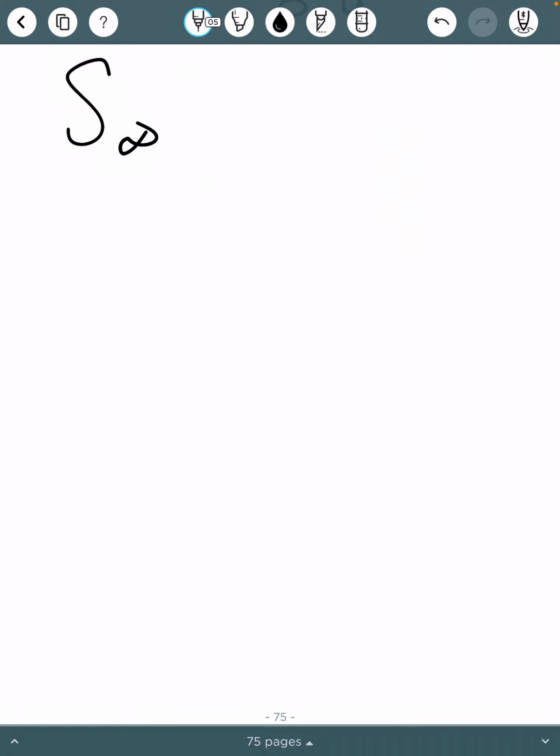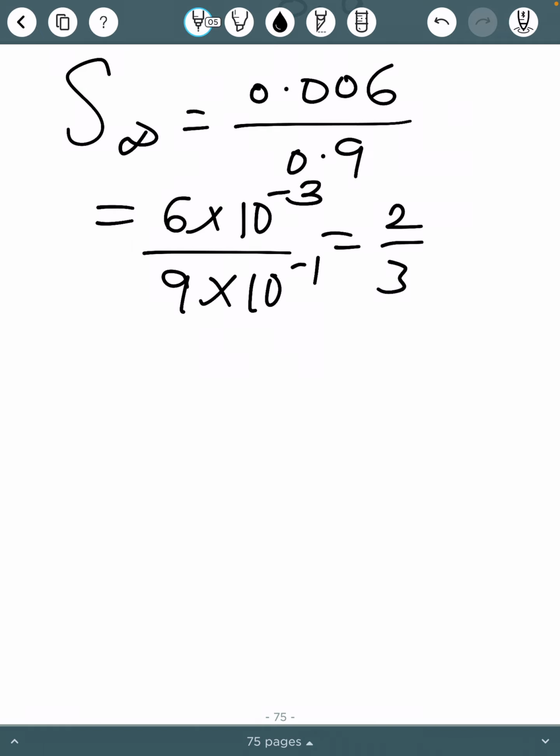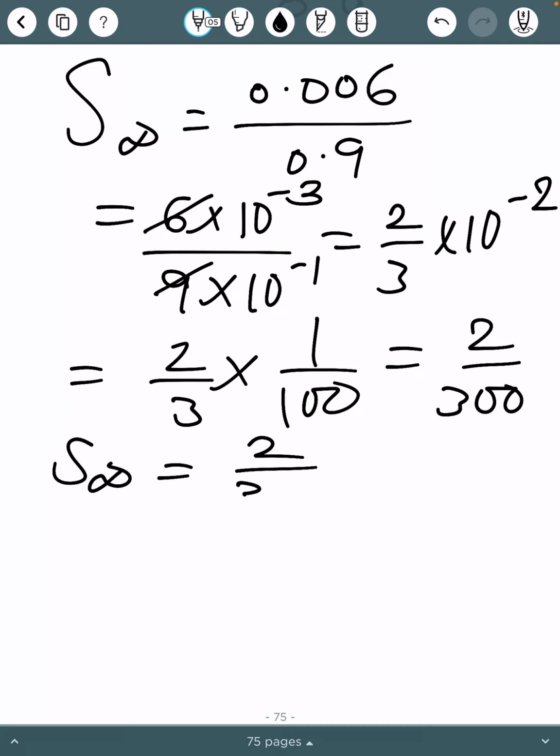This will give me 6 times 10 raised to the power minus 3 over 9 times 10 raised to the power minus 1. That will give me 2 over 3, times 10 raised to the power minus 3 plus 1, which gives me 10 raised to the power minus 2. So that gives me 2 over 3 times 1 over 100, and that gives me 2 over 300. So my sum to infinity is 2 over 300.